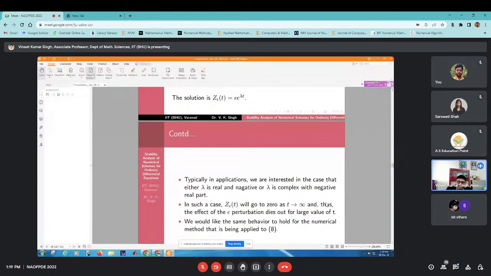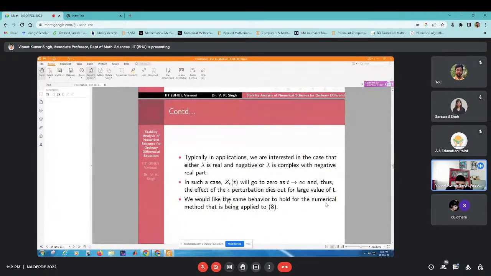Now the next question will come. We would like the same behavior to hold for the numerical method that is applied to it. Now I am talking about the next step. What is the meaning of stability analysis of the proposed numerical scheme? How do we analyze the stability of the proposed numerical scheme?